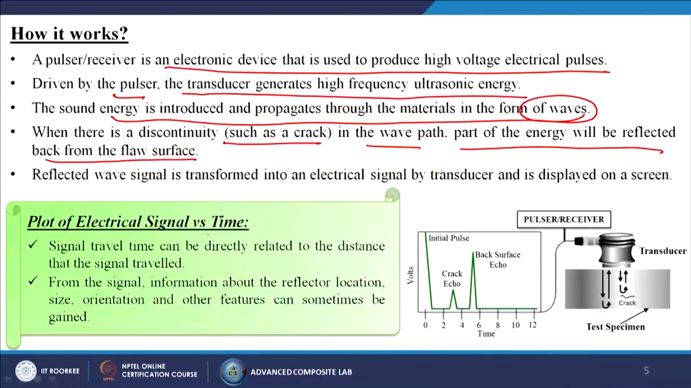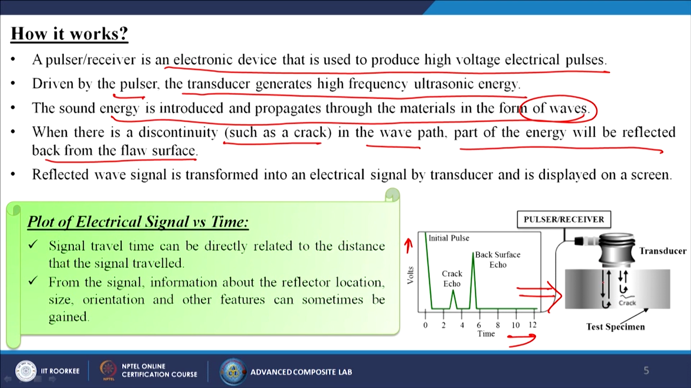Plots of the electrical signal versus time. If you see the electrical signal, volts on the y axis and time on the x axis, the signal travel time can be directly related to the distance that the signal traveled. The initial pulse starts, and then as time increases the crack echo takes place, and then the back surface echo takes place. Now you can easily correlate this plot with this image.